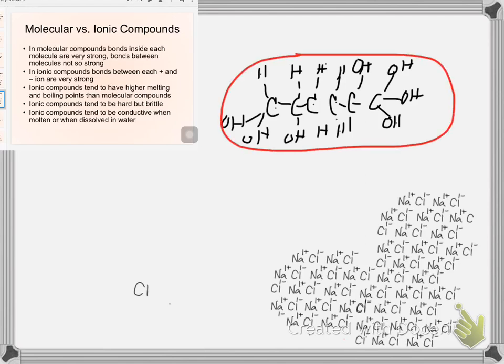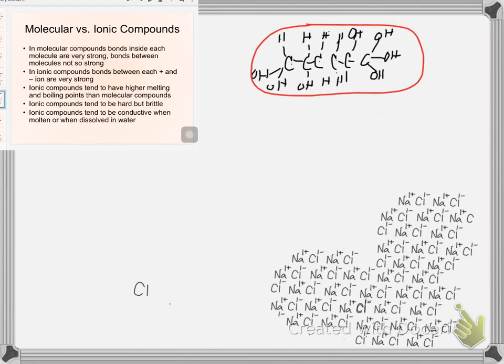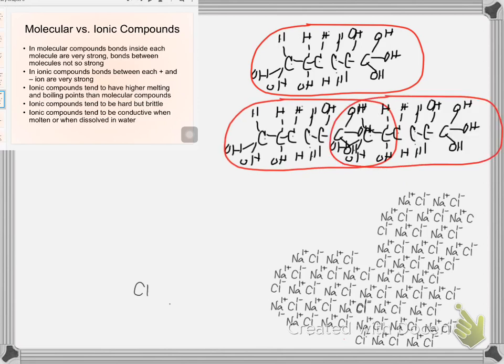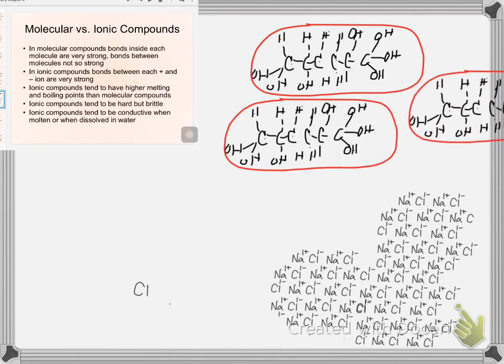Within this molecule, it's hard to break up. You need a lot of energy to break up that molecule. But between two of these molecules, you can get them to move apart pretty easily. There are not a whole lot of forces of attraction between the molecules. So I can put a bunch of these molecules of sugar together, and I can heat them up, and I can get them to start sliding past one another.